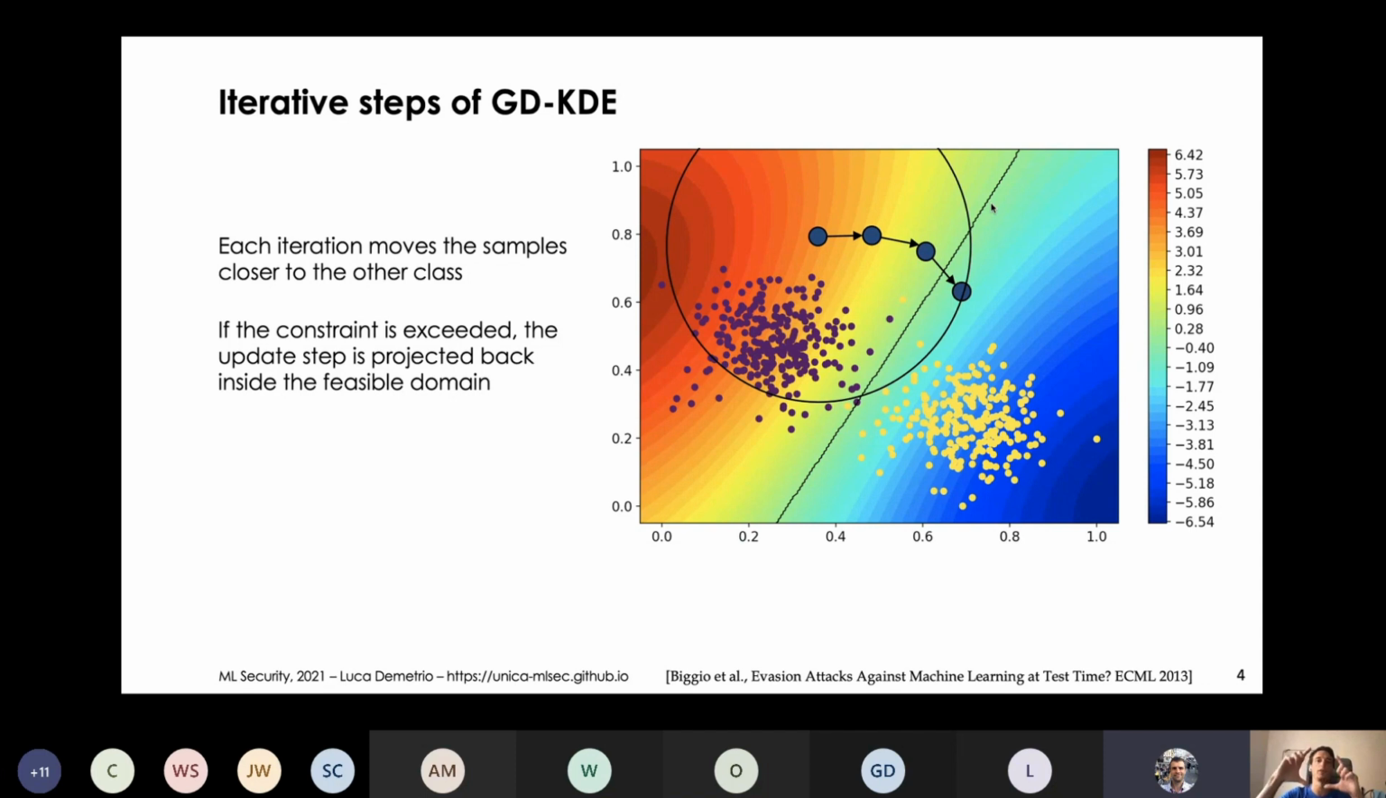So you constrain such manipulation, and if you reach this constraint, you just project inside the constraint. In this case, you basically keep going back and forth on this circle until the iterations of the algorithm are over. The sample is considered adversarial because it has crossed the boundary and is already inside the other class. The problem of this algorithm is that you have this kernel density estimator plugged inside the optimization. So maybe the attacker might want to get rid of it.